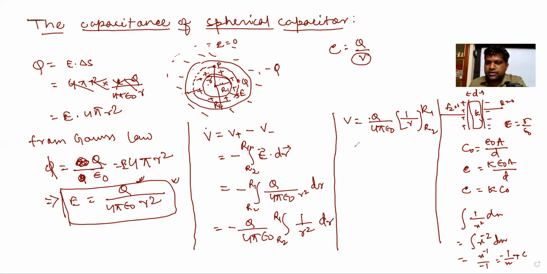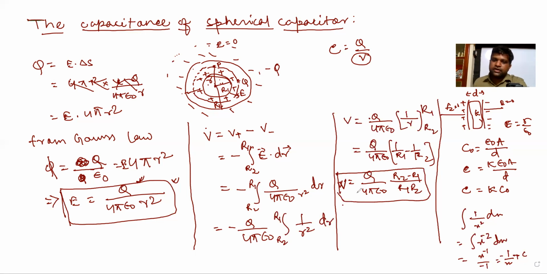Now I'll put the limits, so it will be Q by 4 pi epsilon naught times 1 by R1 minus 1 by R2. Now if I simplify it, it will be Q by 4 pi epsilon naught, the LCM is R1 R2, and this is R2 minus R1. So this is my V, this is my potential difference.